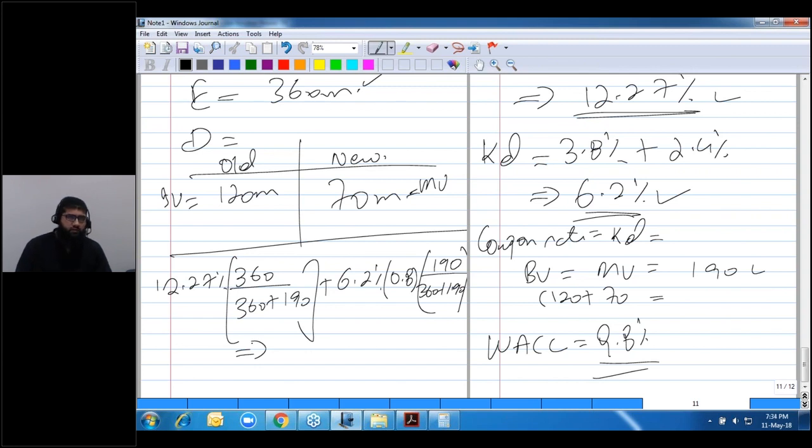And if that is the case, the first instance is 10.25%. Well, whatever I have written, I have written KD. I have not written KD(1 minus T).